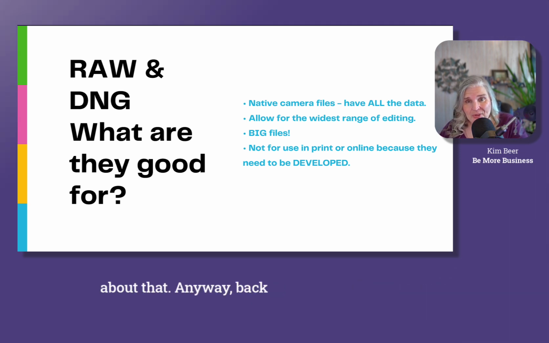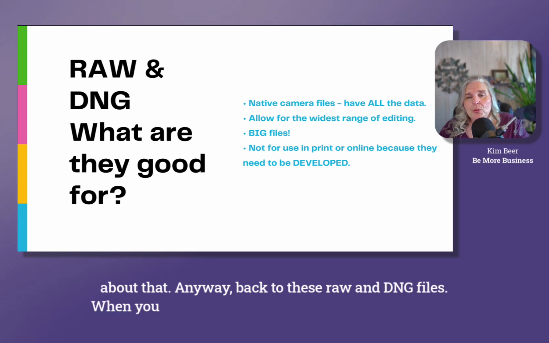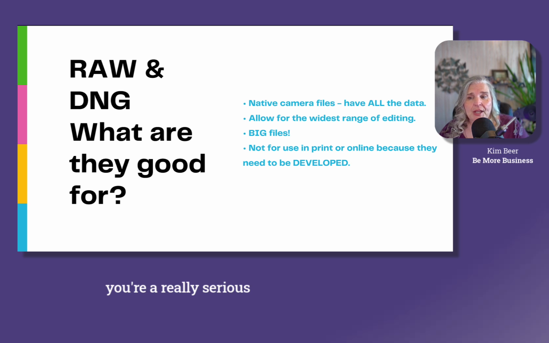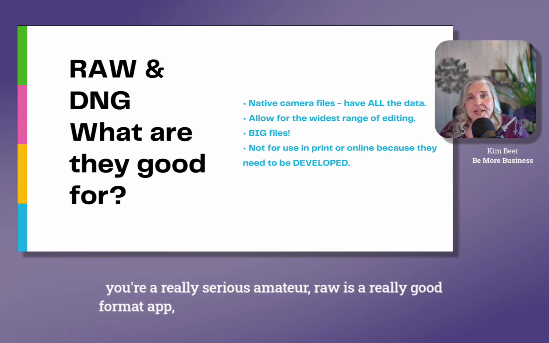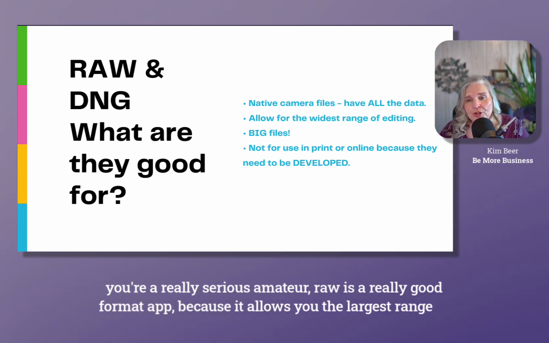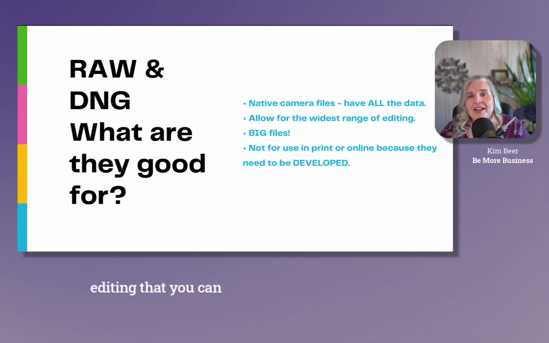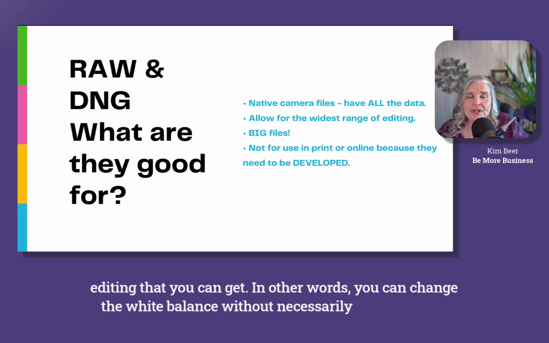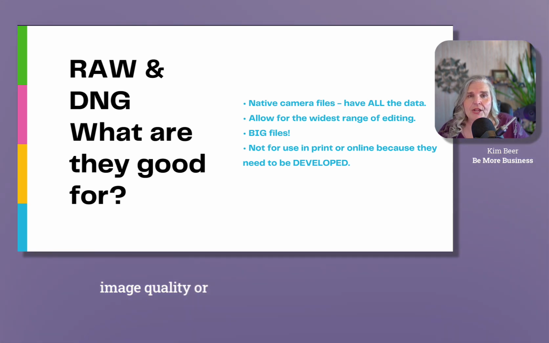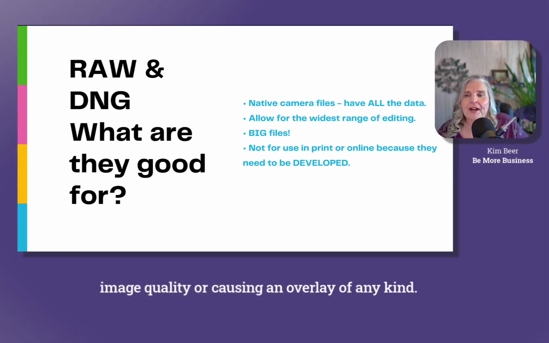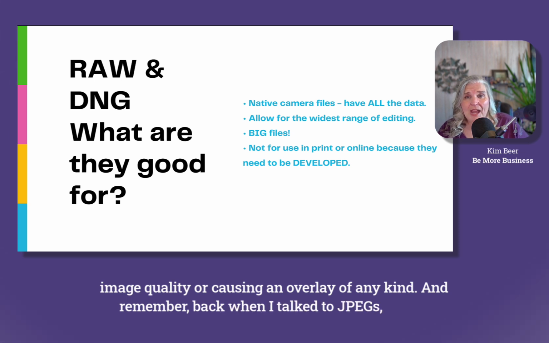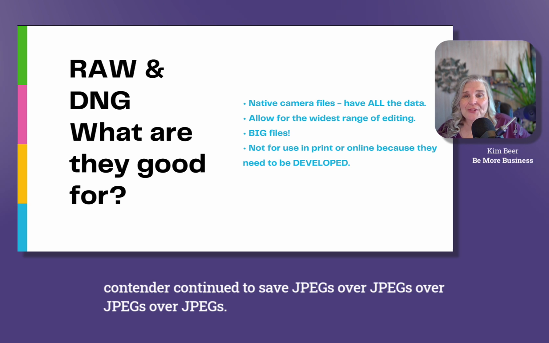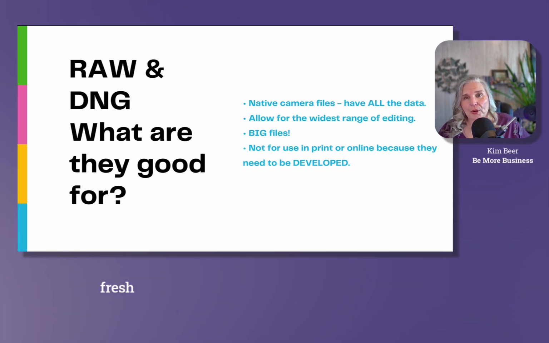Anyway, back to these RAW and DNG files. When you are shooting photos professionally, or even if you're a really serious amateur, RAW is a really good format to have because it allows you the largest range of editing that you can get. In other words, you can change the white balance without necessarily degrading the image quality or causing an overlay of any kind. And remember back when I talked about JPEGs, as you continue to save JPEG over JPEG over JPEG over JPEG, we get more and more and more compression.